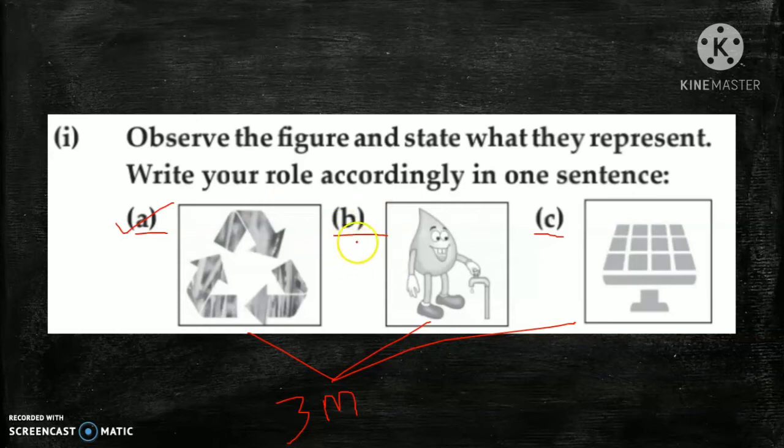Again, point number 2. The sign is used to indicate save water. We must close the taps if they are left open by mistake.